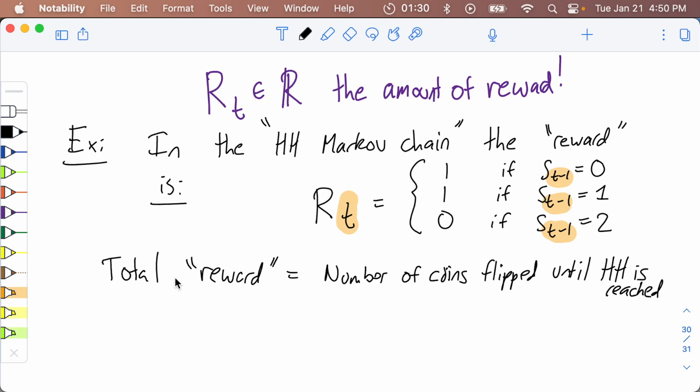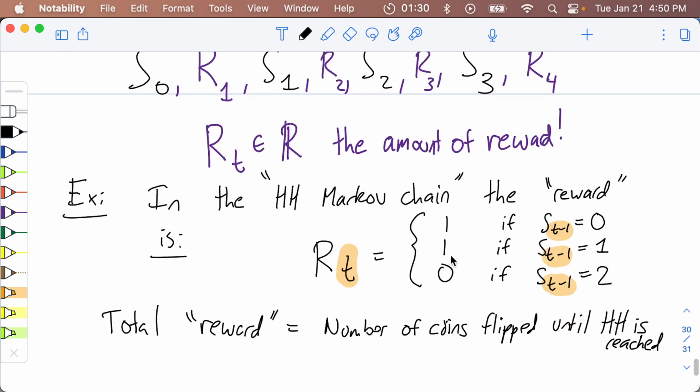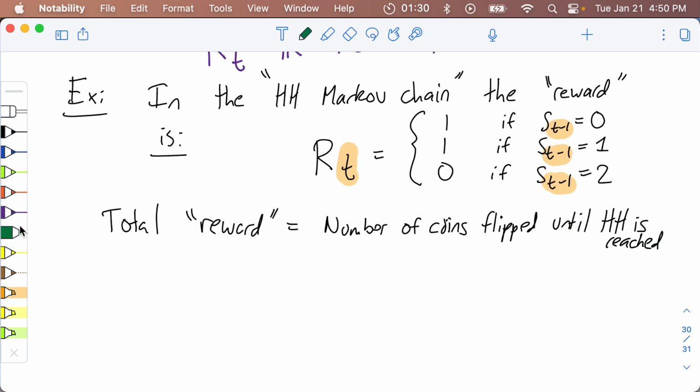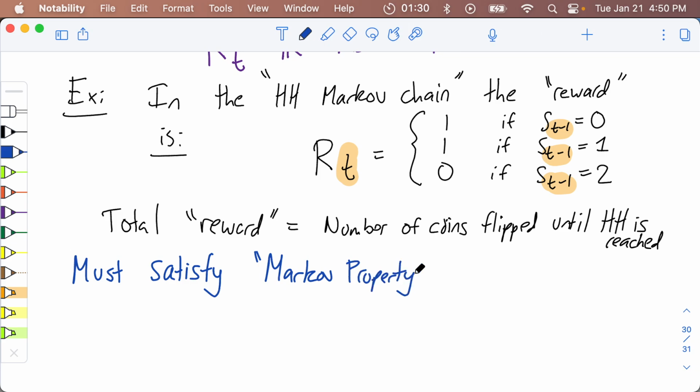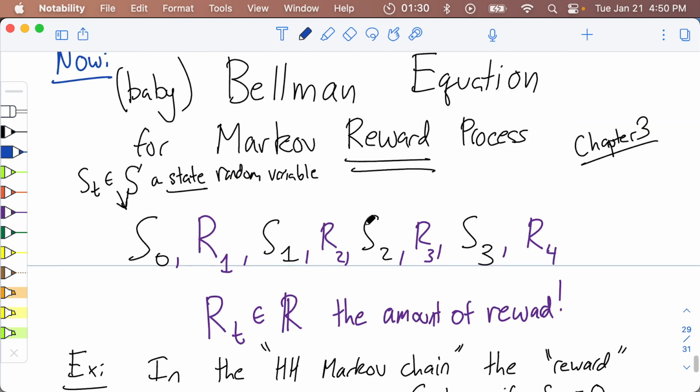Okay. The reward, like the states, must satisfy a Markov property. Otherwise, it is not a Markov reward process. And so it must satisfy this Markov property. And the Markov property, again, Markov was just some Russian mathematician. The Markov property is just telling you that if you know the state, then everything that happened in the past does not matter, right?